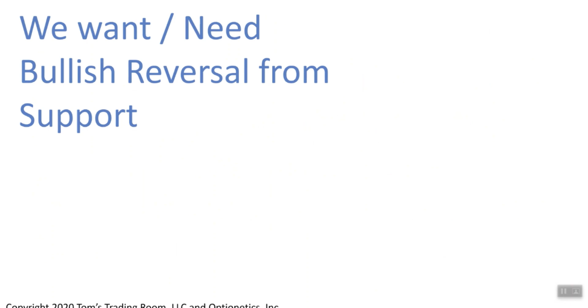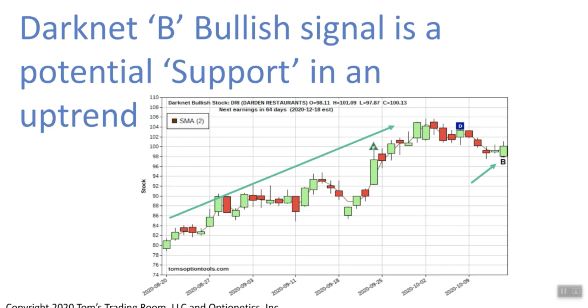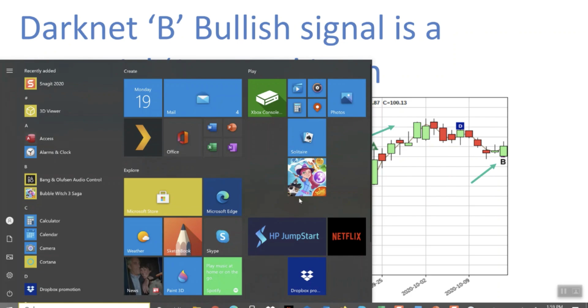So what we want and what we need are bullish reversals from support. And a Darknet B, or bullish signal, is a potential support area in an uptrend. Now I'm going to show you a couple of charts here where it doesn't look like it's in an uptrend, because I zoomed in on the pattern and I didn't give you the full broader scope of days. But when we get the bullish signal, you're going to see a Darknet B on Tom's tools. That's the bullish signal. And then what we're looking for is whether there's a bullish candle reversal pattern that the bullish signal from Darknet is also a part of. So that's what we're going to zoom over to the tools and take a look at here.